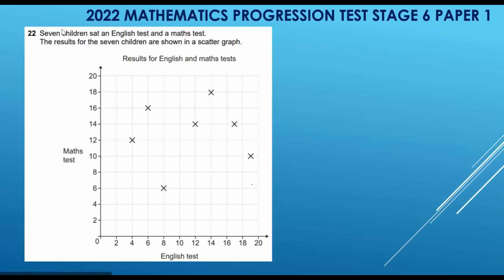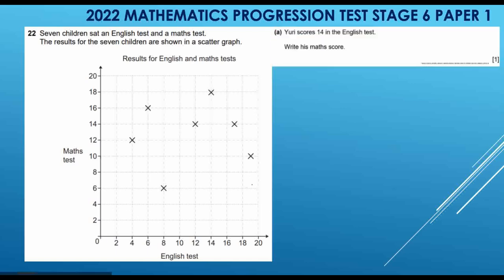Question 22. 7 children sat an English test and a math test. The results for the 7 children are shown in a scatter diagram. Question A. Yuri scores 14 in the English test. Write his math score. 10 seconds.